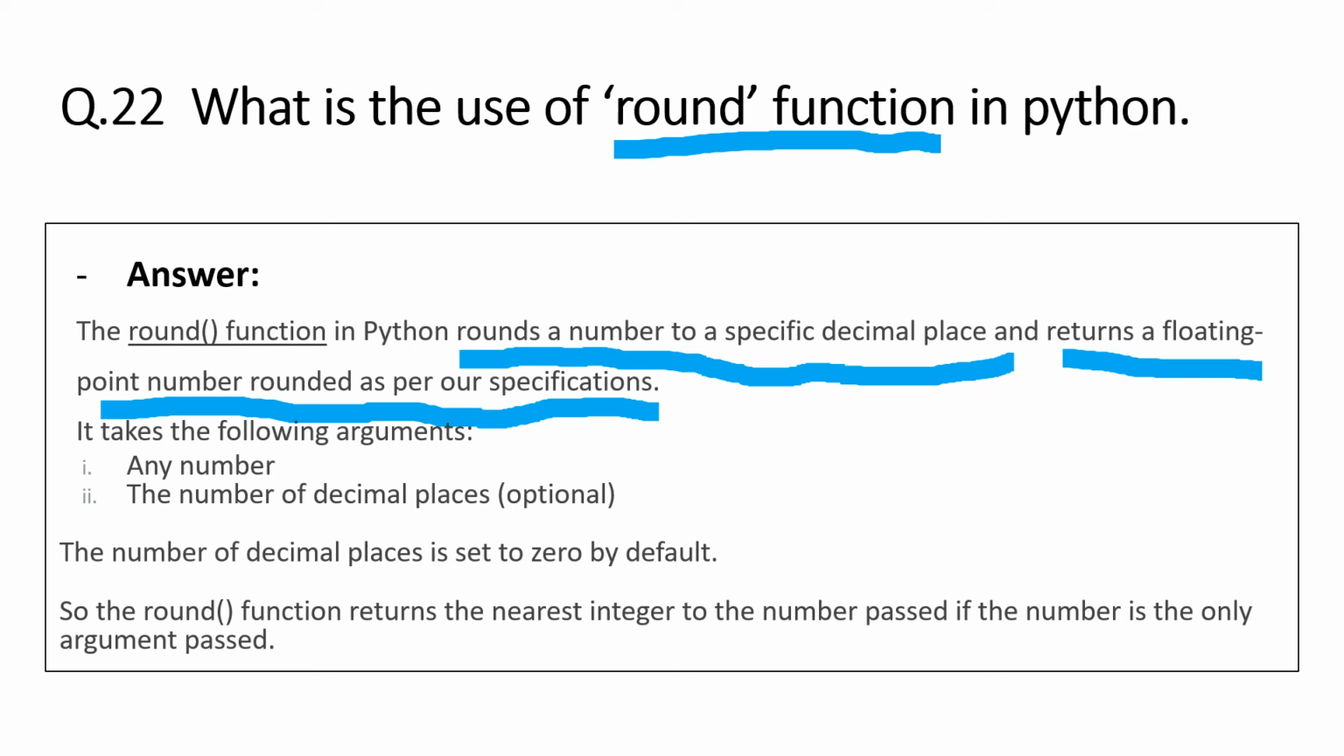It takes the following arguments: any number and the number of decimal places, which is optional. The number of decimal places is set to 0 by default. So the round function returns the nearest integer to the number passed if the number is the only argument passed.